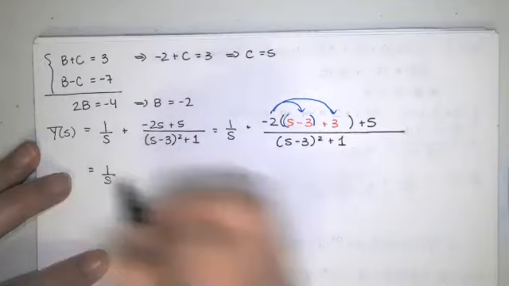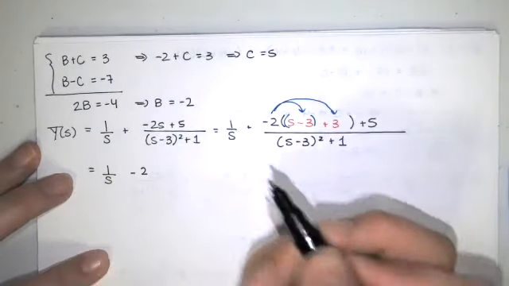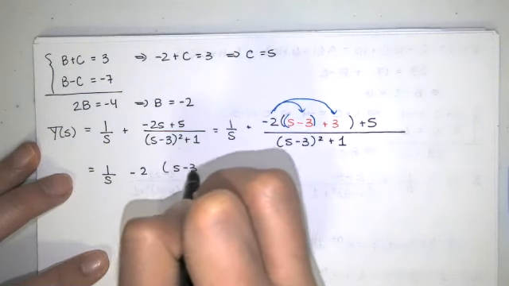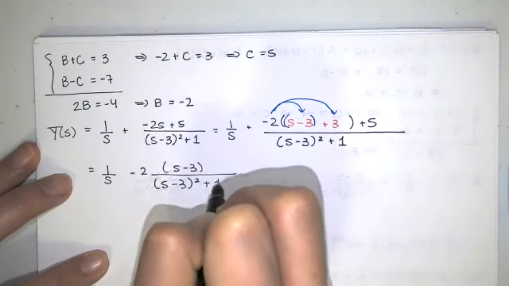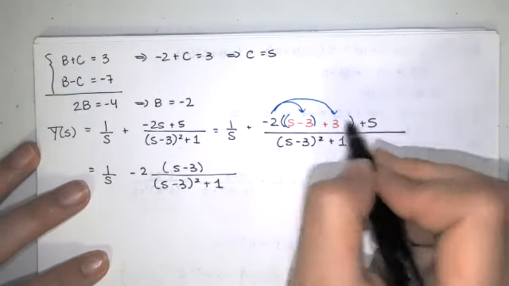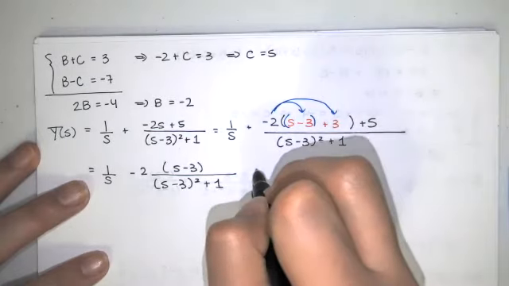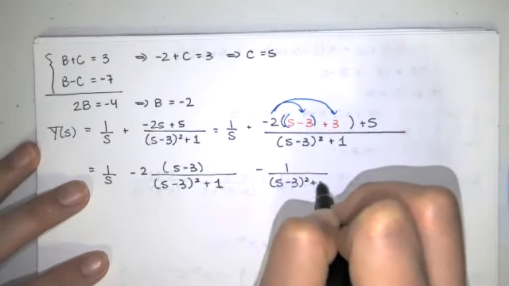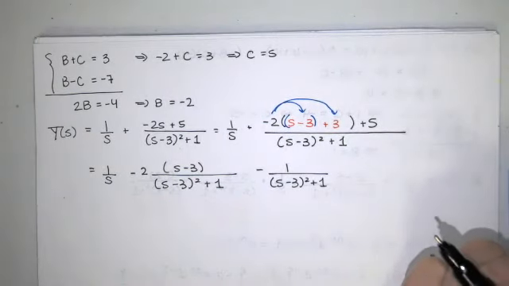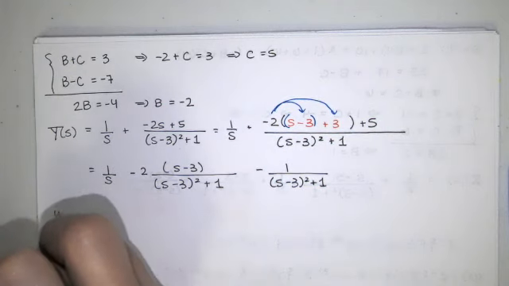So we'll have 1 over s, and then we'll have a negative 2 times that, s minus 3 over s minus 3 squared plus 1. Negative 2 times positive 3 is negative 6. Negative 6 plus 5 is negative 1. Okay, actually all of these are ready for computing an inverse transform.